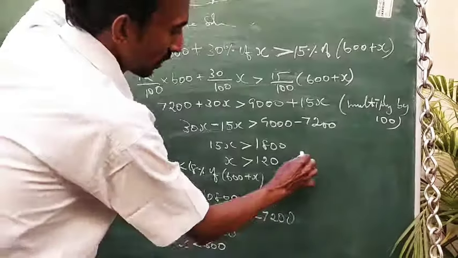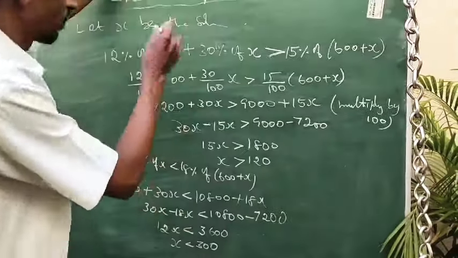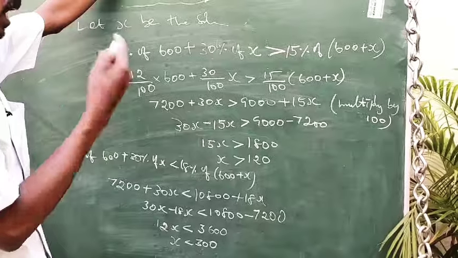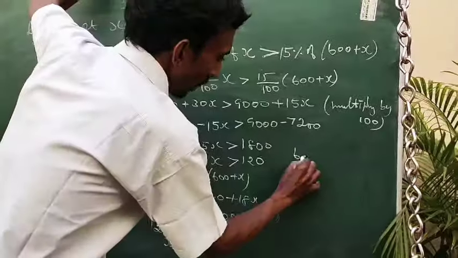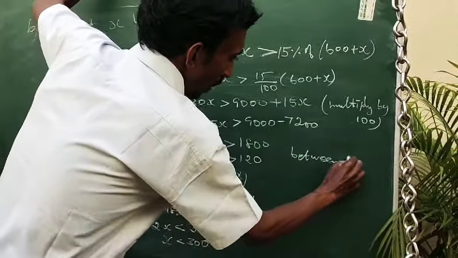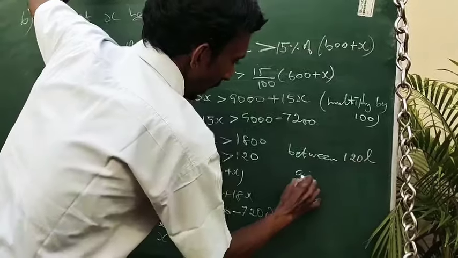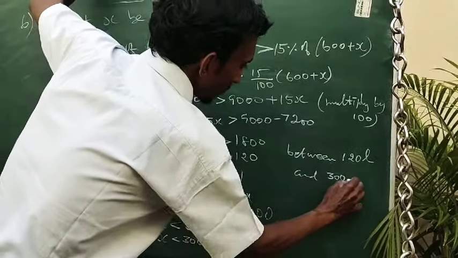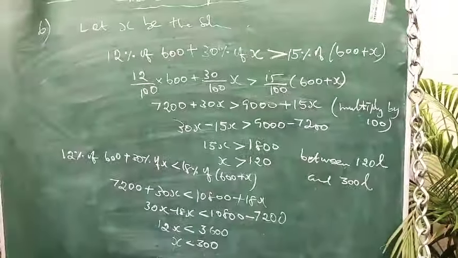So the answer is, the number of liters of solution to be added is between 120 liters and 300 liters. Okay, this is the required answer.